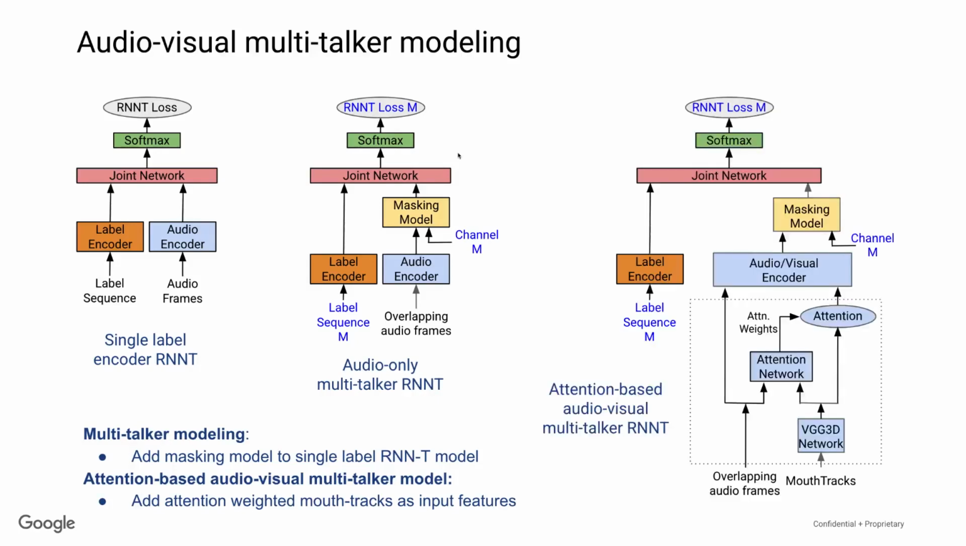This block diagram shows how the audio-visual multi-talker RNN-T extends the audio-only multi-talker RNN-T. It's still a two-pass approach as before. However, in this case, an attention network is used to provide an attention-weighted combination of the visual features associated with the mouth tracks from the two overlapping speakers.